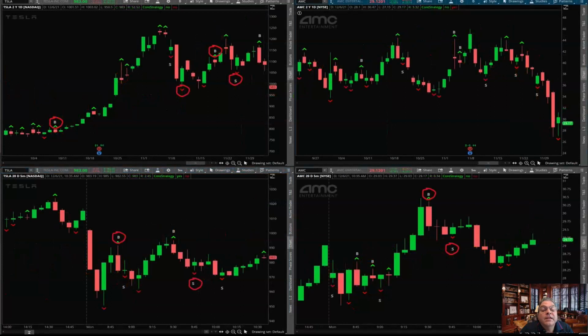This is stocks. We're looking at Tesla, and I think this is AMC, same thing. You have dailies, 5 minutes, same thing. Same thing with stocks. Same pattern that I used on the other two charts. I think the other one was crude oil.